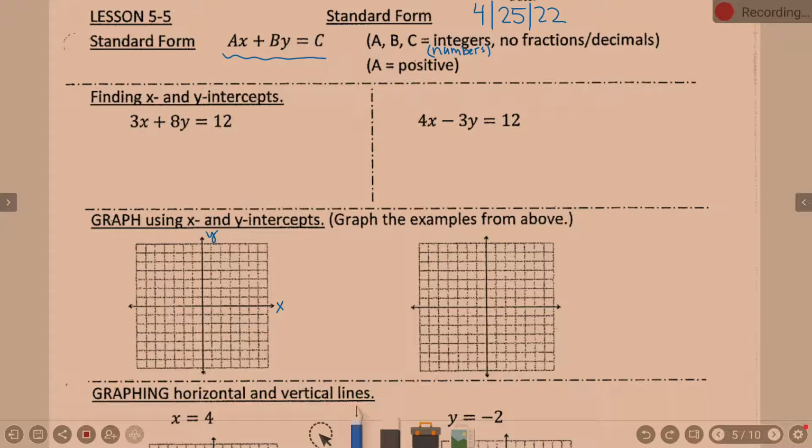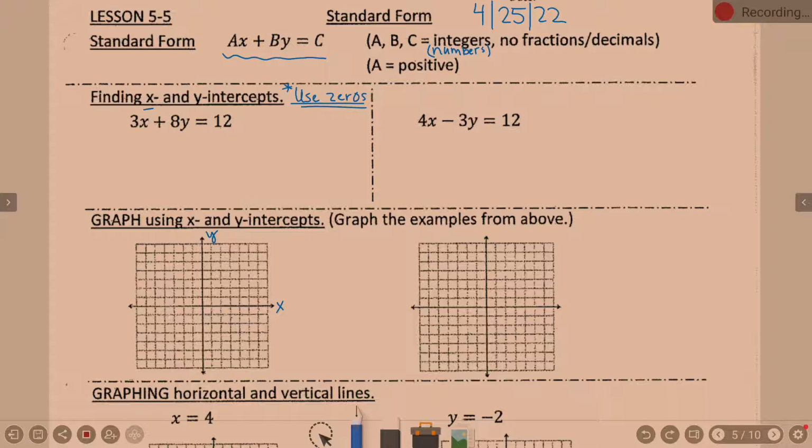So in order to find x and y intercepts, we use zeros. It's an easy thing. You take a 0 and put it in for the opposite variable of what you want to find. So if I want to find my x-intercept, I'm going to take 0 and put it in for y. So let's do that first. In order to find the x-intercept, I'm going to take this equation, and I'm going to replace y with 0.